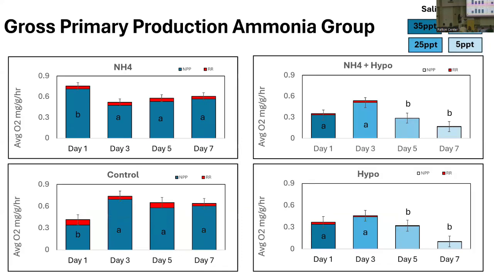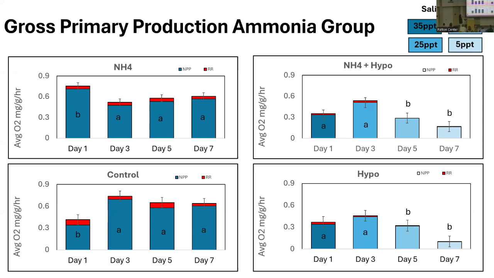We can see a very similar pattern here with the ammonia group. Again, very same structure. But on day 1 to day 3, this is 25 parts per thousand, still within Gracilaria's habitable range. We can see it increase in its photosynthetic rate. The respiration does decrease, however, for the hyposalinity group. And again, by day 5 and day 7, almost no respiration. In fact, I got some negative numbers in my experiment, but averages and whatnot.